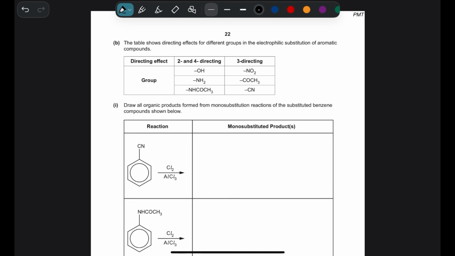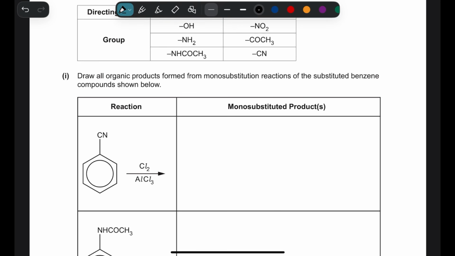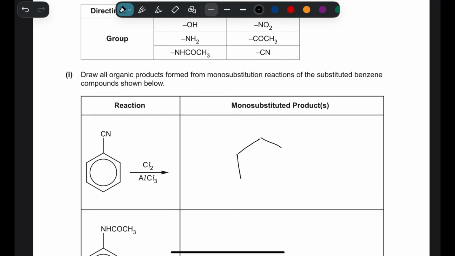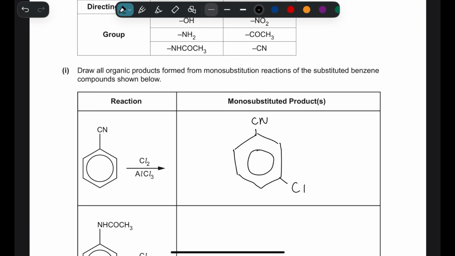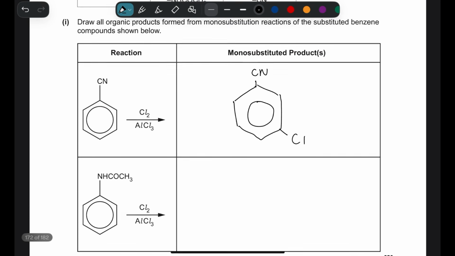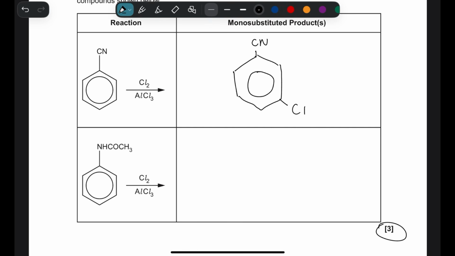Okay, so now we have the case of directing groups. Back in my day, I thought you had to memorize this, but they've given it to you, which is good. So just look here: the cyanide is a 3-directing group. So if it's a 3-directing group, then in a mono-substituted compound, like it says in the question, we are just going to direct it to carbon 3. So this is why the chlorine is now going to add on. Now, the next one, and by the way, I know this because it's a 3-mark question, so they're going to want you to draw 3 things.